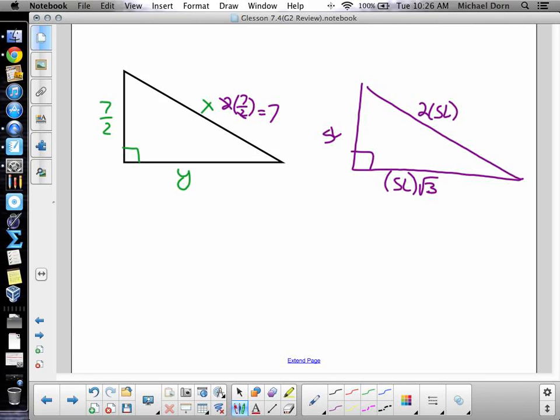7. And this side is going to be 7 halves times the square root of 3, which is 7 root 3 over 2. Or if you want to say 7 halves times the square root of 3, it's fine, because it doesn't reduce. And that's all there is to it.